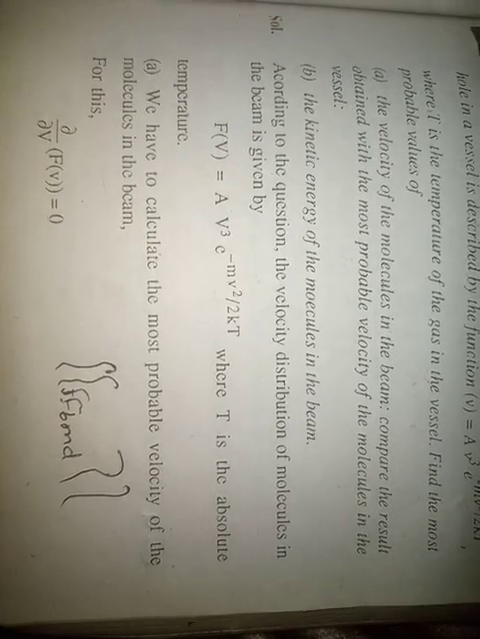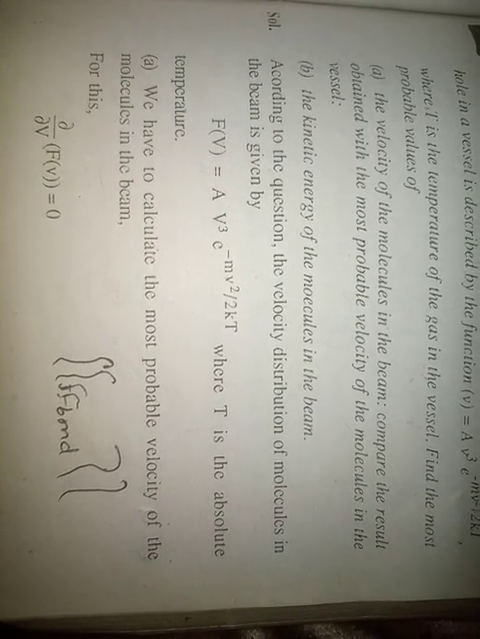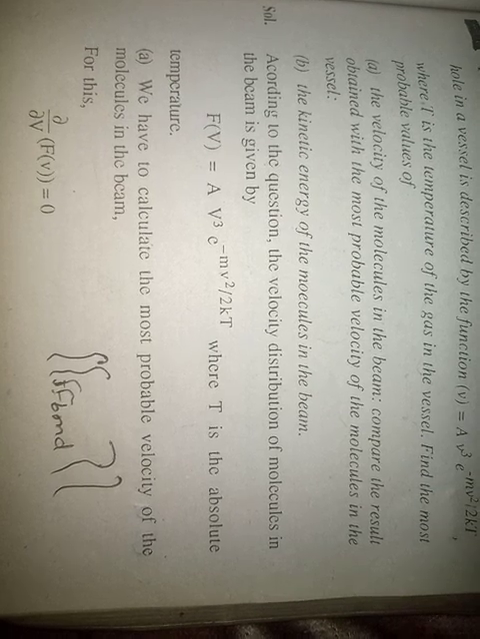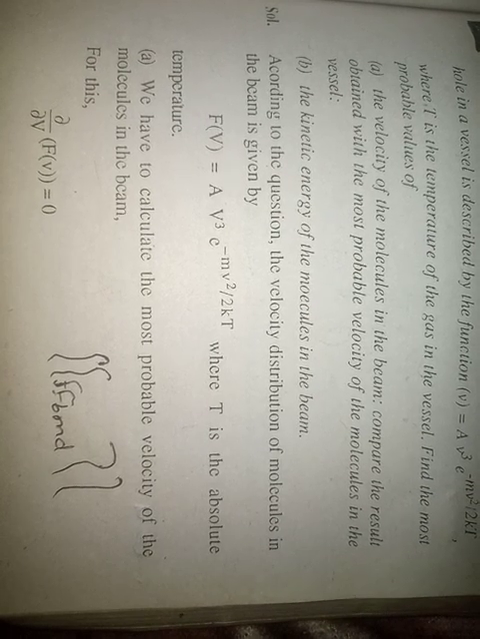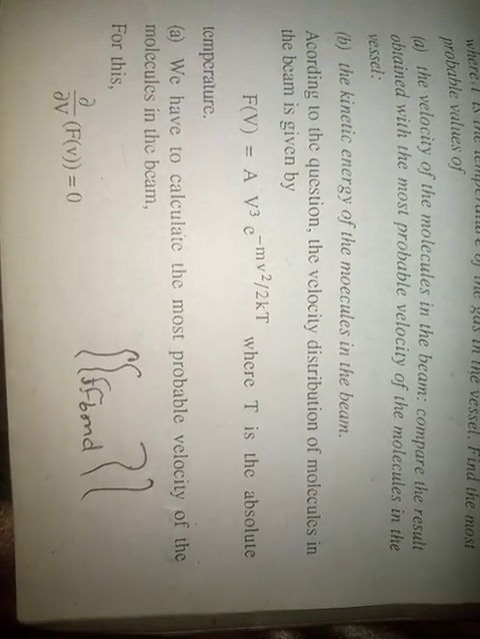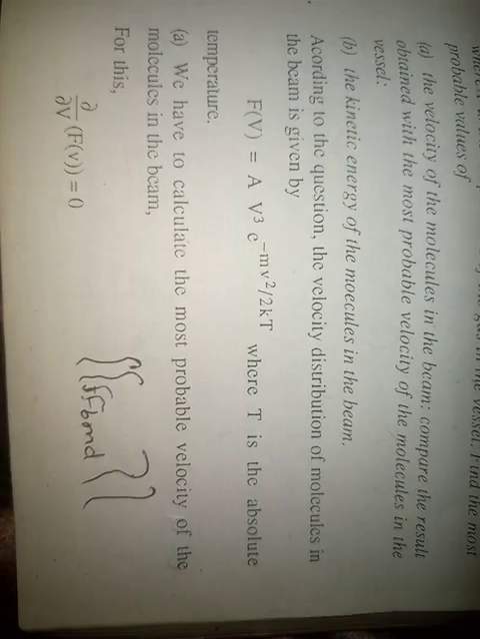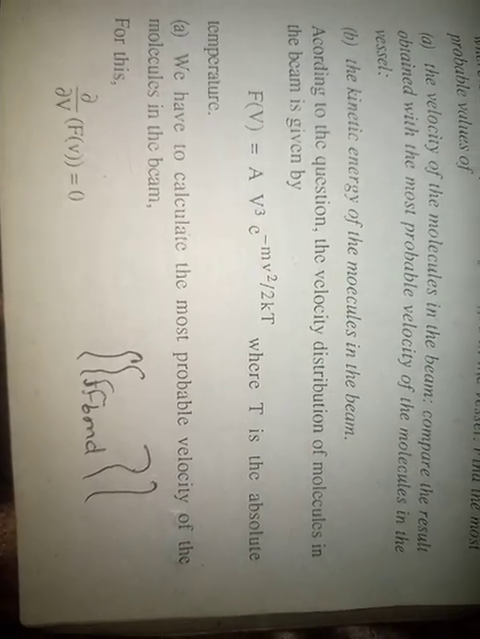According to the question, the velocity distribution of molecules in the beam is given by f(v) equals A v³ e^(-mv²/2kT), where T is the absolute temperature. We have to calculate the most probable velocity of the molecules in the beam. For this, ∂/∂v f(v) equals 0.